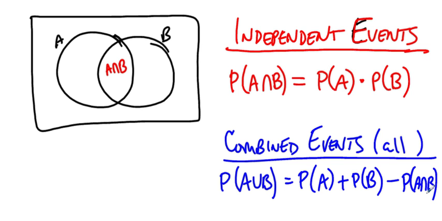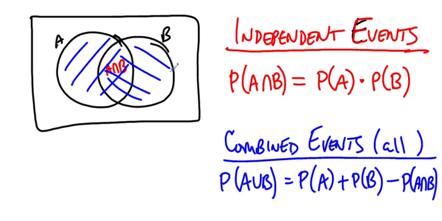And you may ask, rightfully so, why does that work? And I say that works because here's A and here's B. If I add those two together, something has been counted twice. What has been counted twice? The intersection. And so we subtract that out. That will work all the time.